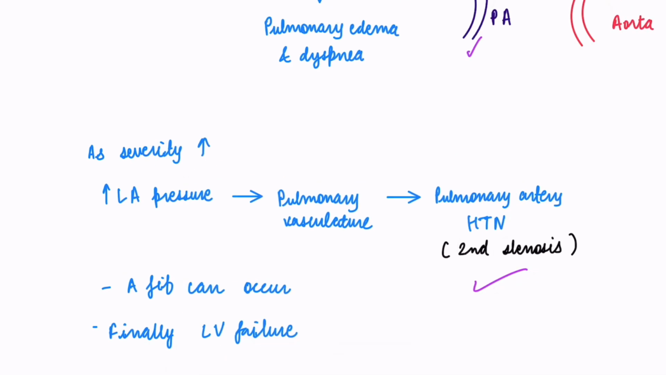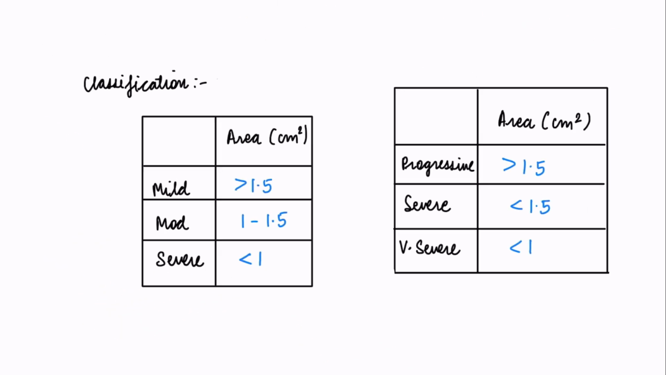Now, since the left atrium has to increase its pressure to many folds, you can easily comprehend that atrial fibrillation can also occur, and finally when the left atrium is not able to maintain the required cardiac output, left ventricle failure occurs. These are the two classifications of the mitral stenosis according to surface area of mitral valve.